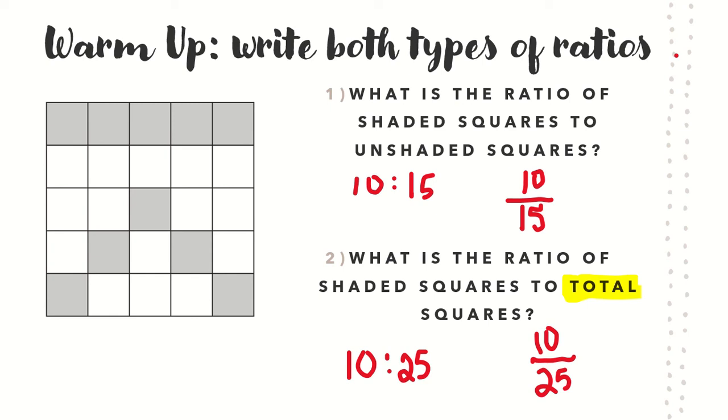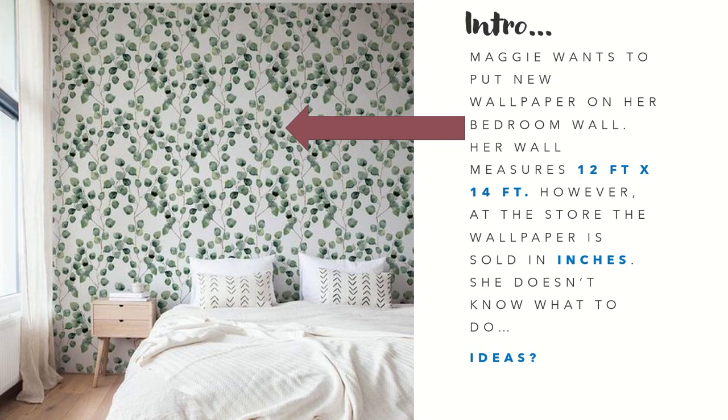All right, our new topic today of converting measurements, I'll introduce it to you in this sort of story situation. It's a very nice bedroom. Actually, I wish this was my bedroom. It says Maggie wants to put new wallpaper on her bedroom wall. So this one with the leaves, I'm guessing. Her wall measures 12 feet by 14 feet. That's the dimensions of the wall, so that it's 12 feet across maybe, and then 14 feet tall. That's what we mean when we use those measurements.